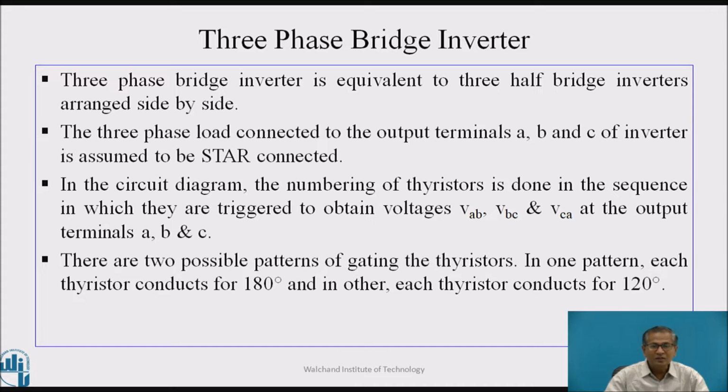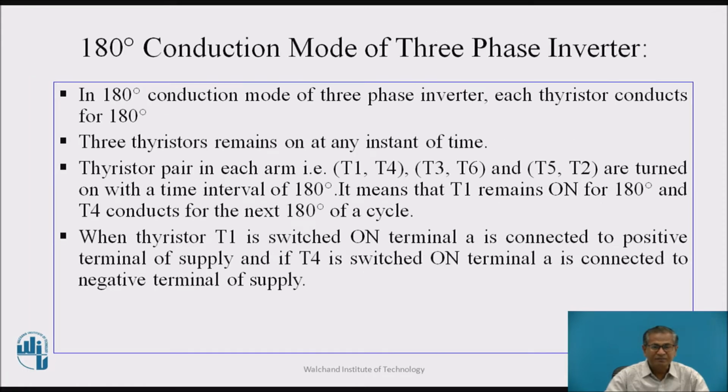The three-phase load connected to the output terminals A, B and C of the inverter is assumed to be star connected. In the circuit diagram, the numbering of thyristors is done in the sequence in which they are triggered to obtain the output voltages VAB, VBC, VCA at the output terminals A, B and C. There are two possible patterns of gating the thyristors. In one pattern, each thyristor conducts for 180 degrees and in another pattern, each thyristor conducts for 120 degrees.